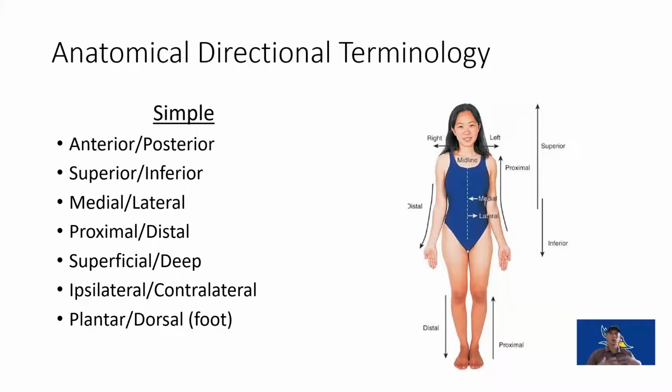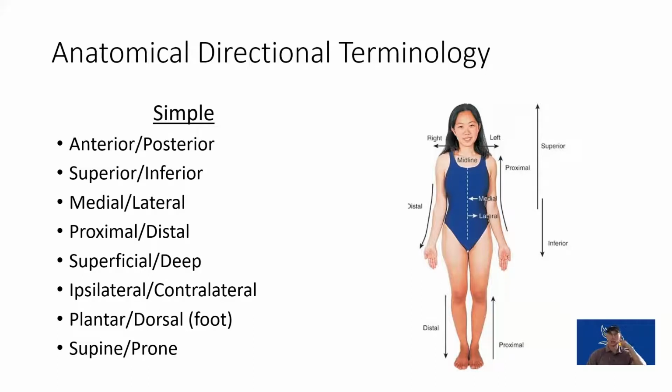Plantar and dorsal refer to our foot. Plantar is the sole of our foot or the bottom of our foot. That's our plantar surface. And then the dorsal aspect of our foot is the top of our foot. Think of it like a dorsal fin on a dolphin. The dorsal fin is on the top, going up. The top of our feet are looking up. The plantar surface is going towards the ground or planted on the ground.